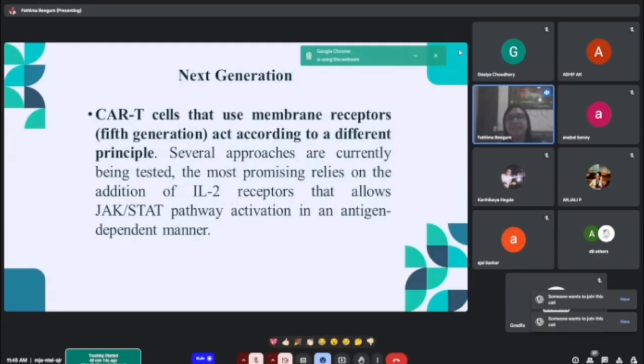It is nothing but the CAR attached to IL-2 receptors. Along with that, a signaling pathway, especially we all know about it, the JAK-STAT pathway, so that activation is taking place. And in an antigen-dependent manner, the tumor cells or the autoimmune cells are destroyed.